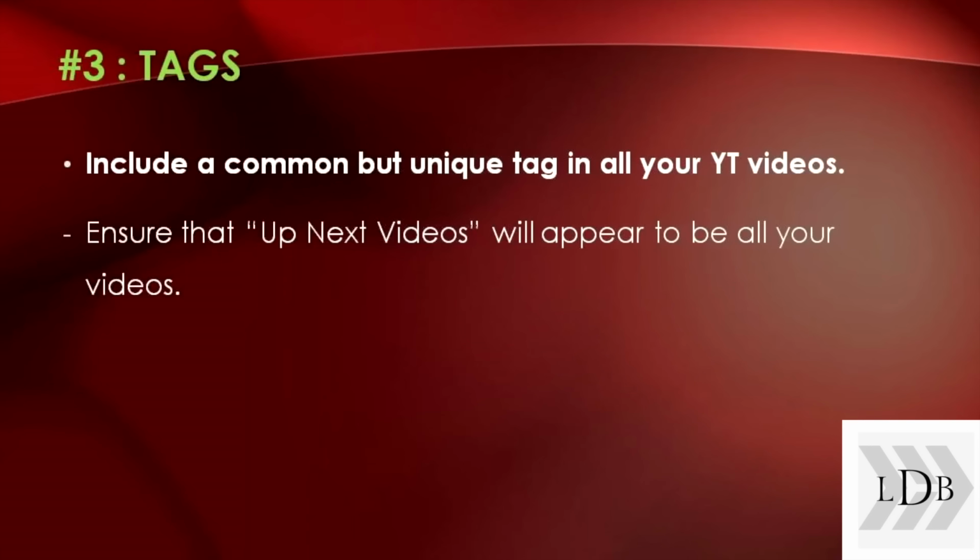Another purpose of including common but unique tags in all your YouTube videos is that it actually serves to ensure that the up next videos will appear to be all of your videos. YouTube has this function where it will prompt a list of recommended videos that are related to the current video the user is watching. Therefore, when you optimize your tags in your YouTube videos, you're also connecting the relevance of all of your videos one to another. This way you can ensure that the, quote, up next videos will all be your own videos, and your audience is prompted to watch all of your videos instead of your competitors.